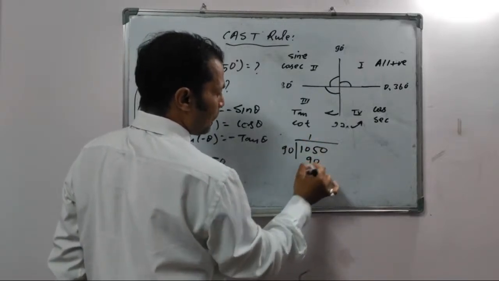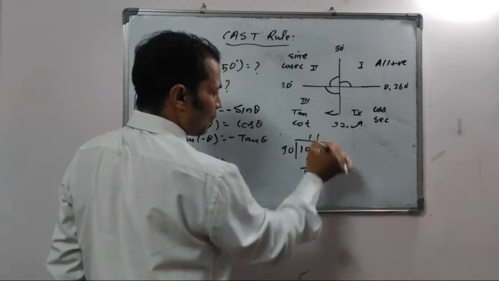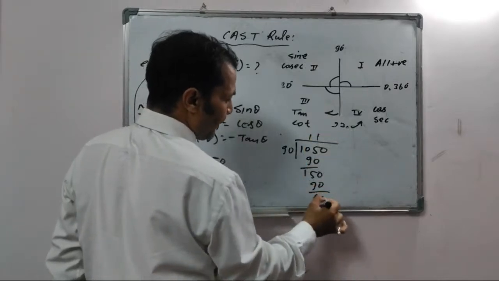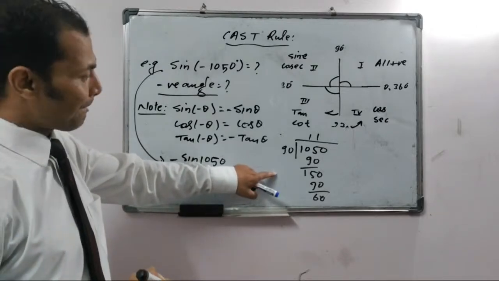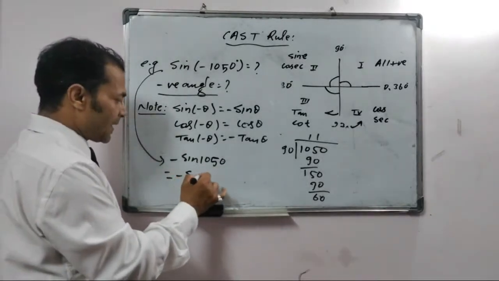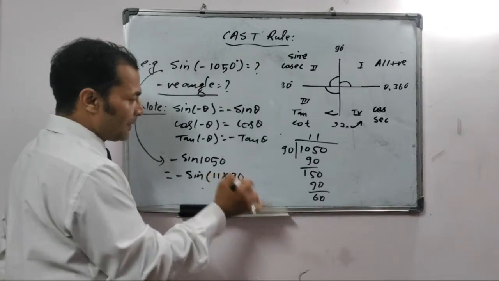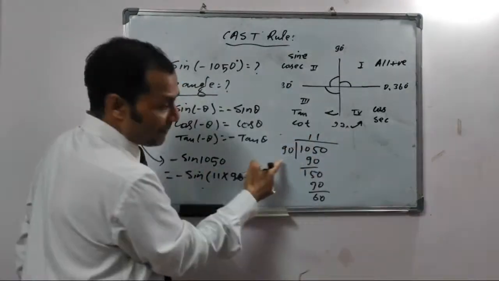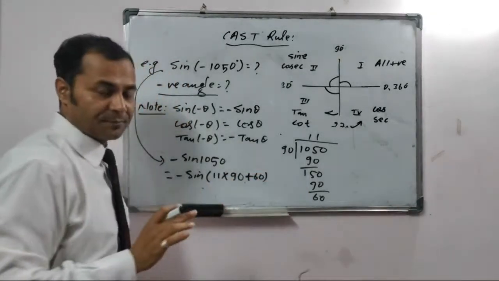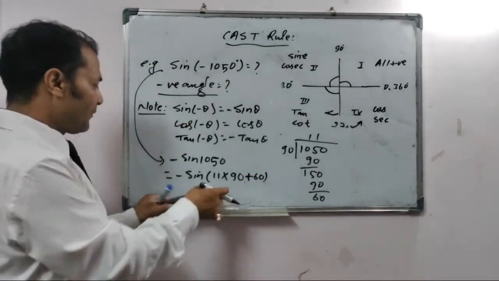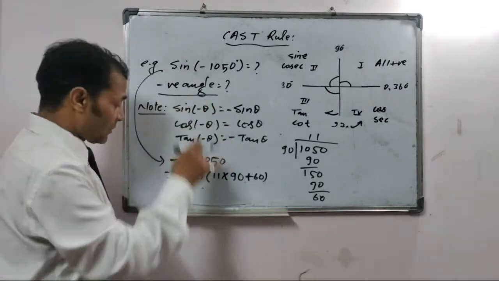90 ones are 90, and 9 ones are 90. So what is the remaining? 60, right? Are you guys clear with this? Yeah. So here what we can do is sin 11 times 90. 11 times 90 is 990, plus 60. Like this. Clear? So after this, now follow the previous rules.